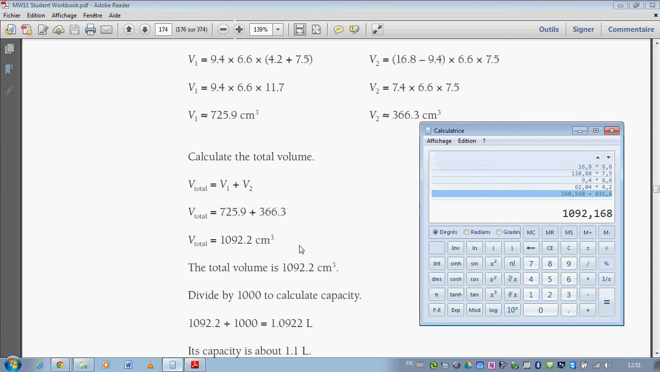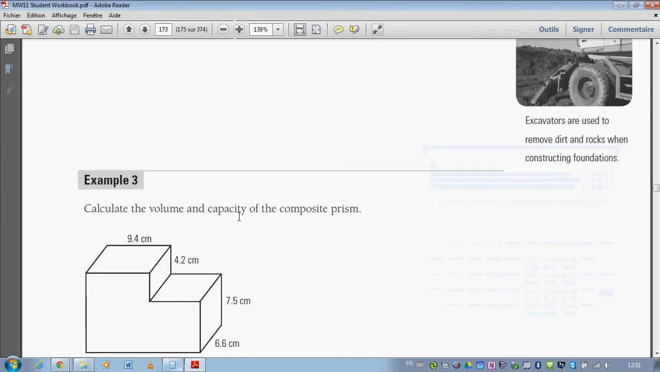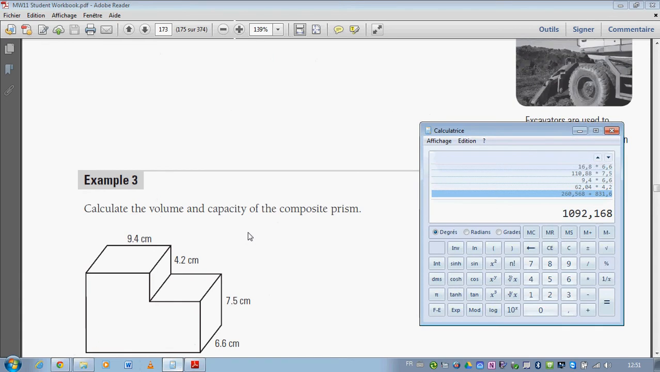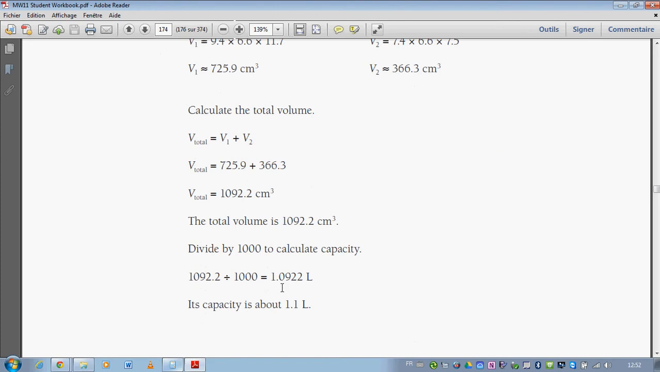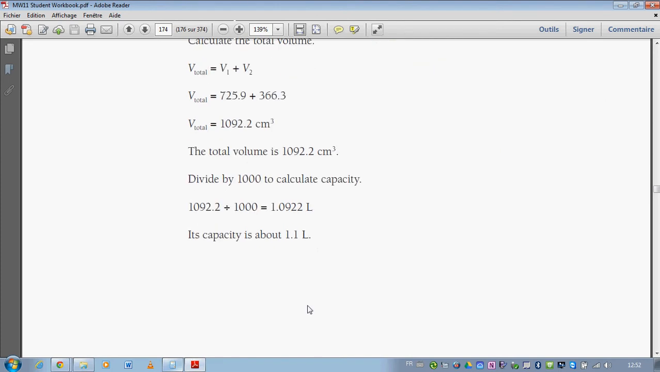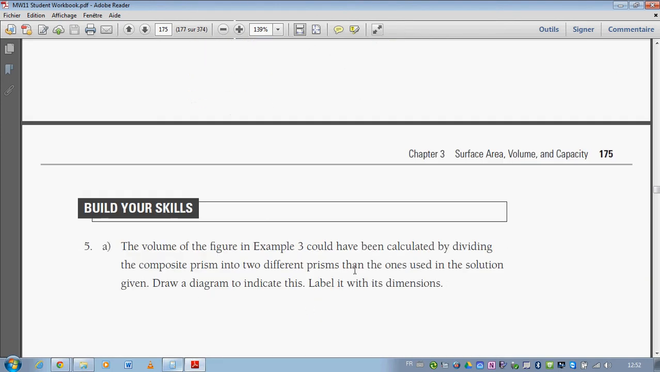Okay. Now, however, I forgot also to talk about the capacity. Now, the capacity, once again, it's 1,000 centimeters cubed for 1 liter. So we just divide our current volume by 1,000 to figure out how many liters that is. That's 1.09 liters. Okay, so it would be able to fit 1.09 liters or 1.1 liters. Okay, so at this point you can pause the video and work on the Build Your Skills questions on page 175 of your workbook.